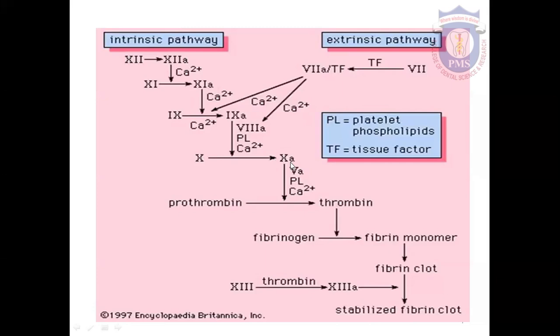And from this factor 10, the factor 5 activation, phospholipids and calcium together will cause prothrombin conversion to thrombin. And thrombin is converting fibrinogen to fibrin monomer and finally forms a fibrin clot. This fibrin clot is stabilized by factor 13, which in turn is activated by thrombin. So finally, together the intrinsic pathway and the extrinsic pathway will lead to the formation of a stabilized fibrin clot.